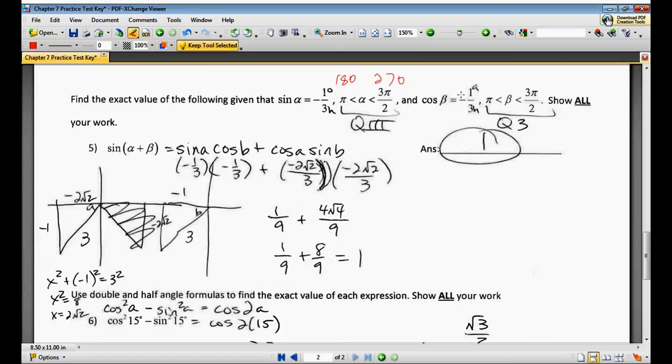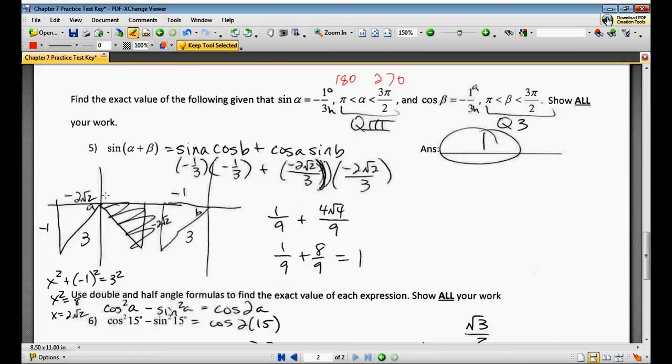Oh, and there's another variable, which means they want a second triangle. So cosine of beta, we have an adjacent and a hypotenuse. That's going to be between pi and 3 pi over 2 also. So that's also going to be in quadrant 3. And I went from Roman numerals to Arabic numerals, but that's okay. So I have to draw my triangles.